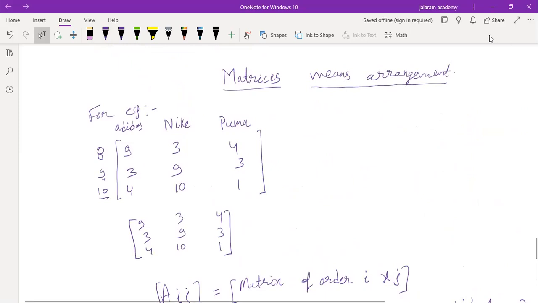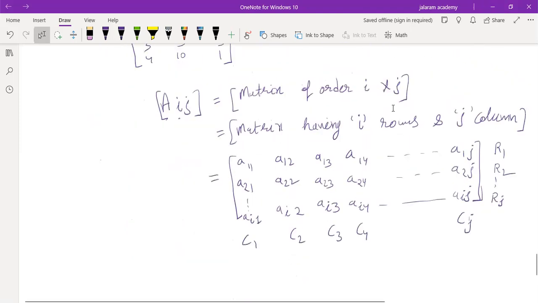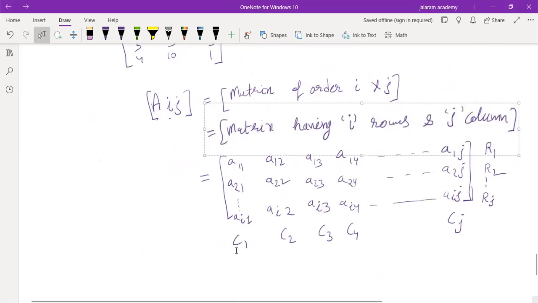The arrangement of data in rows and columns is called matrices. And write the example in your words. Can you write? Write it in what you have written. Write this example and this arrangement also. Okay, this arrangement, and this arrangement.